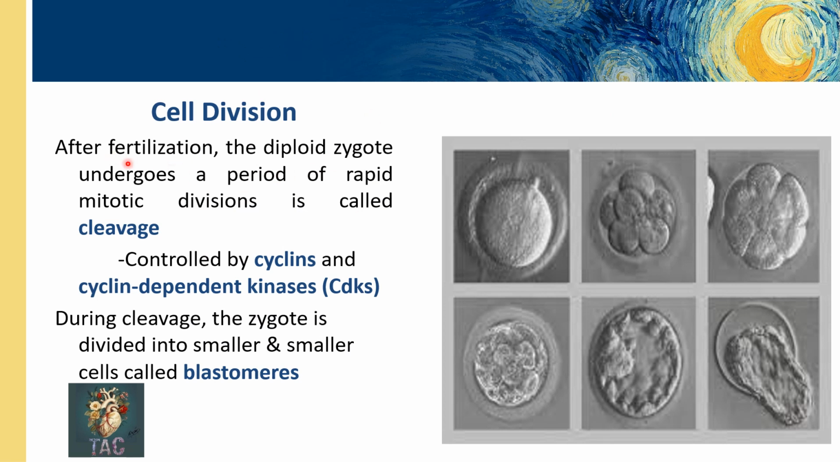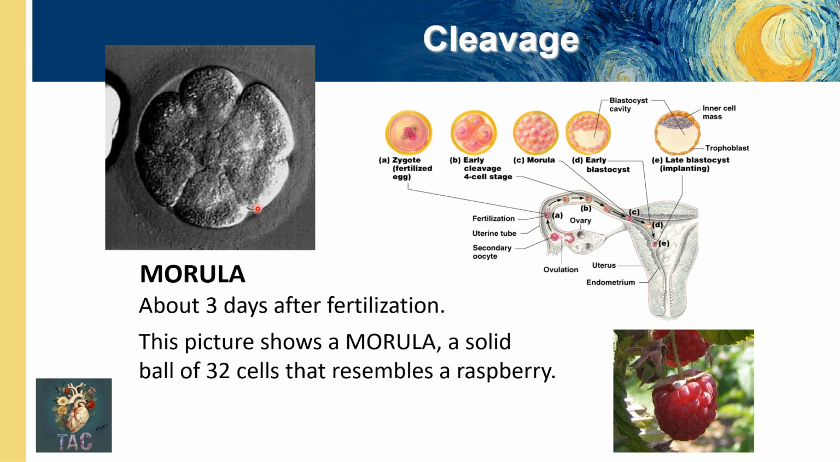So for cell division after fertilization, the diploid zygote undergoes a period of rapid mitotic divisions called cleavage. Here you can see all these mitotic divisions. These are controlled by the cyclins and the cyclin-dependent kinases. During cleavage, the zygote is divided into smaller and smaller cells called the blastomeres. So the morula is about 3 days after fertilization.